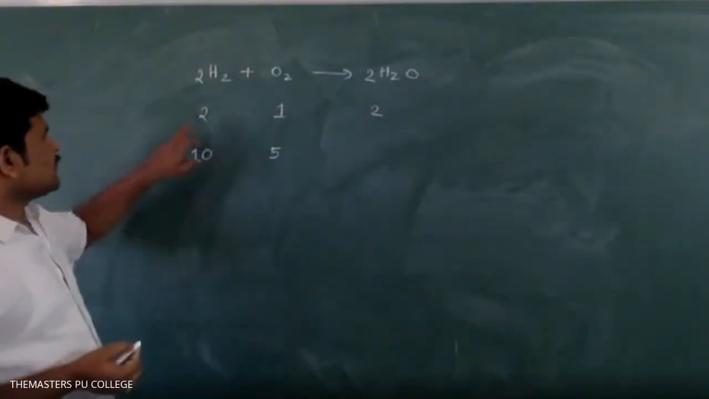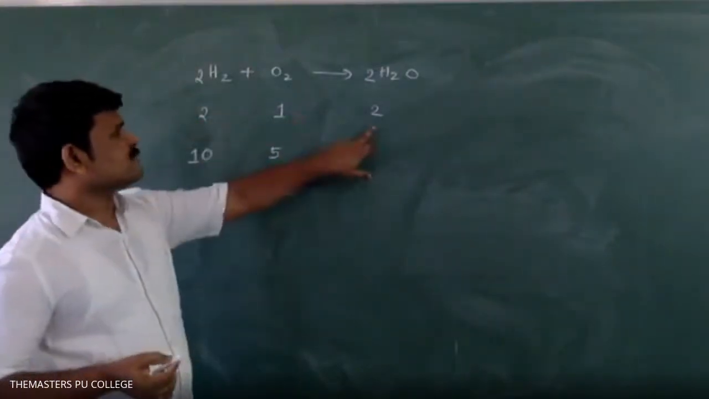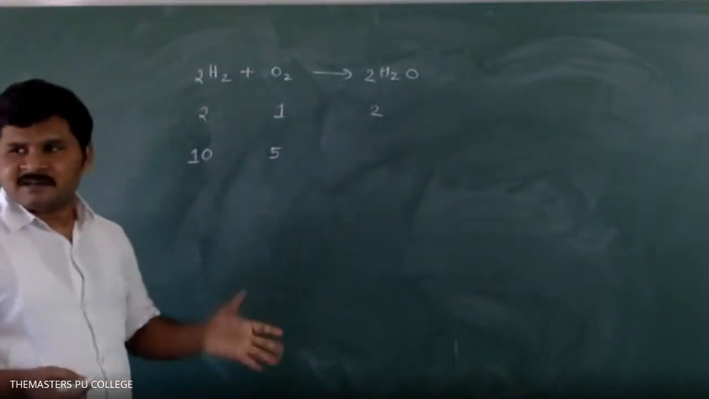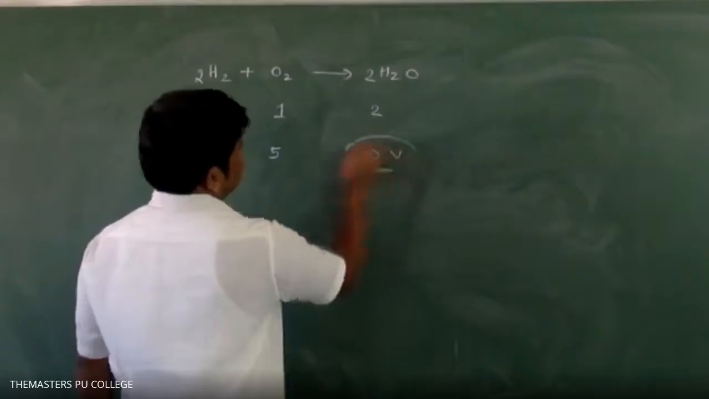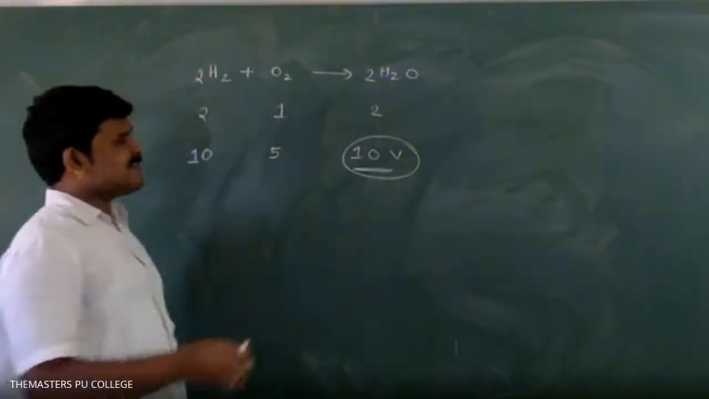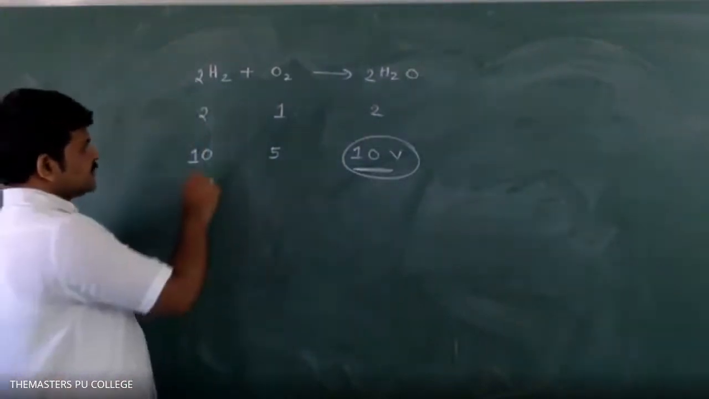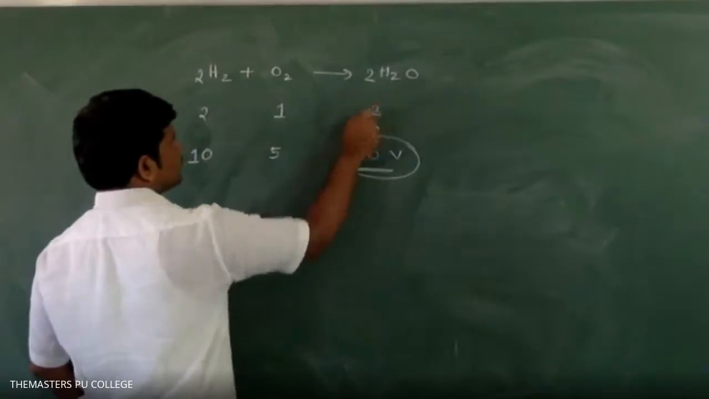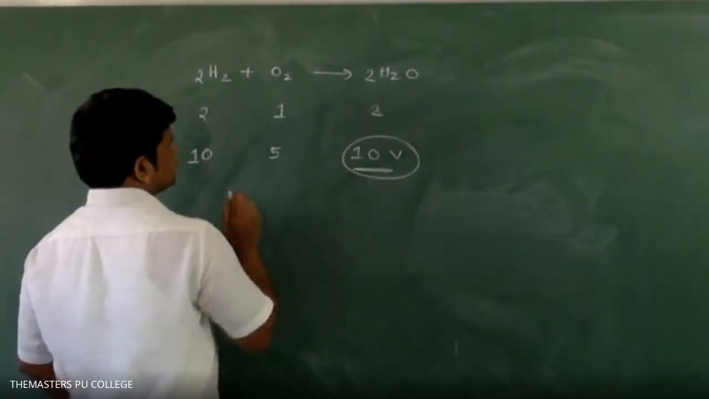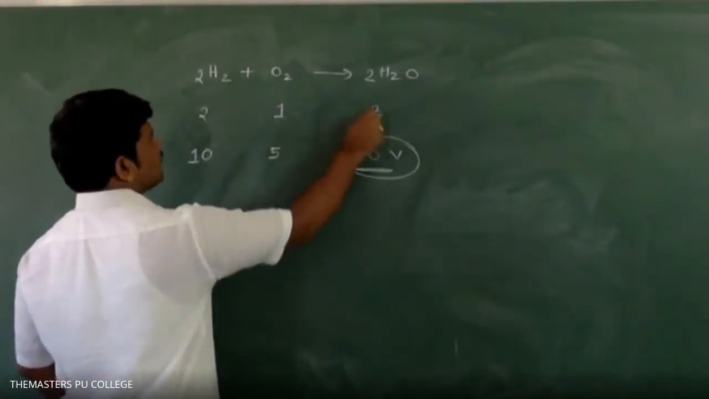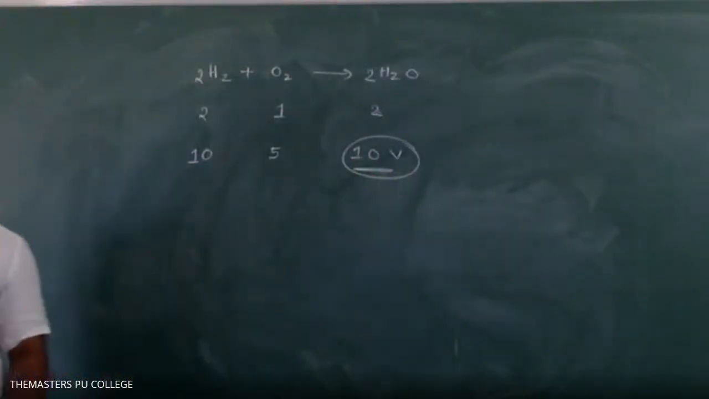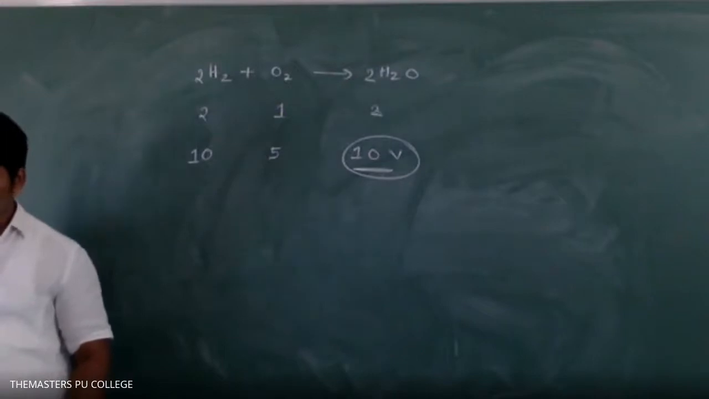So 2 volumes of H2 gives 2 volumes of water. If you take 10 volumes of H2, how many volumes will you get? 10 volumes. That's the answer. Here there is no limiting reagent, so that's why it is a direct answer. For 2 volumes of H2, 2 volumes of water; for 10 volumes of H2, 10 volumes of water. Okay?